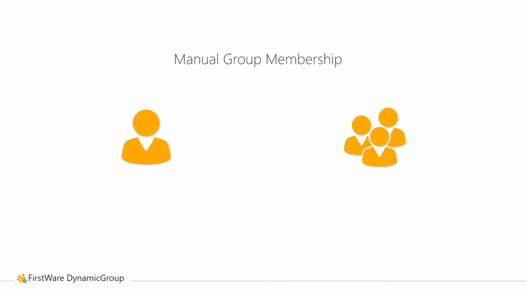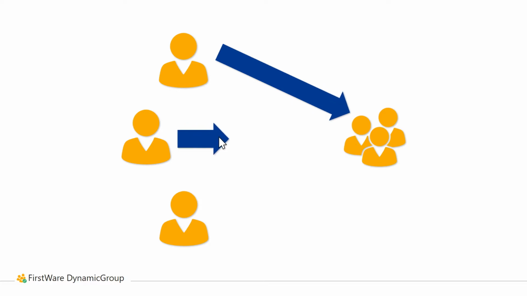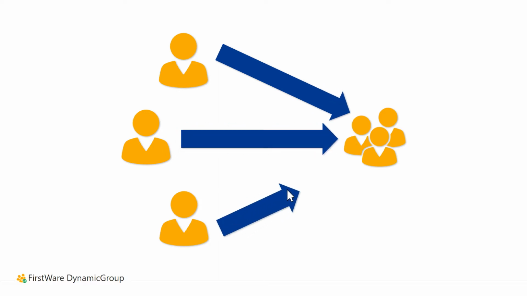FirstWare Dynamic Group is a tool to automate group management in Active Directory. But manual assignment of group memberships takes a lot of time. Users have to wait for the admins to get access to files or resources. The more tasks you control with groups, the more complex, time-consuming and prone to error your whole group management gets.